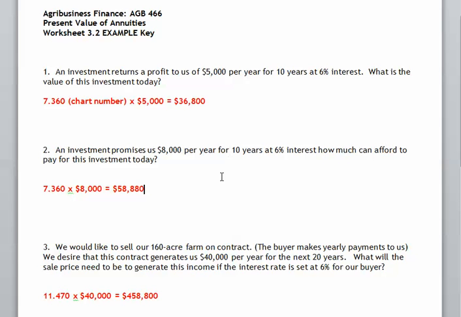Okay, we get paid $8,000 for 10 years. That's $80,000. So we made over $21,120 in interest. That's a wonderful thing. But in any case, if we had $58,880 and we took out $8,000 a year every year for 10 years, it would work out at 6% interest.